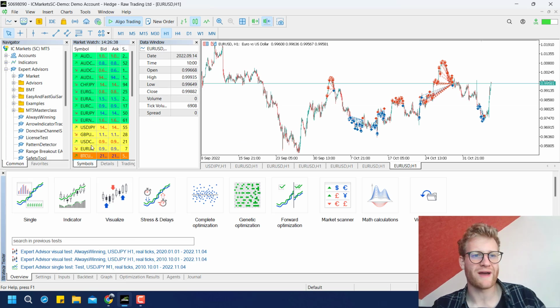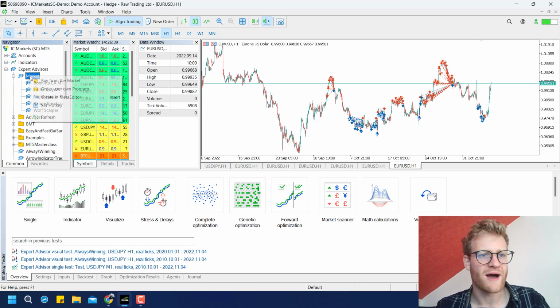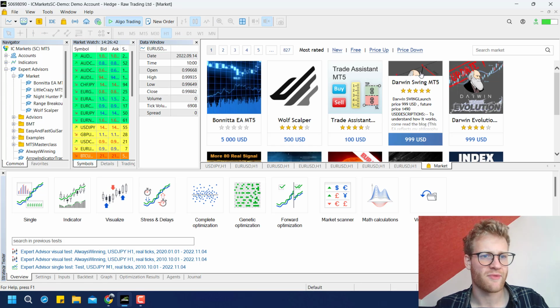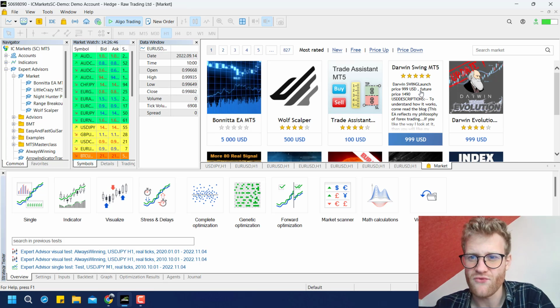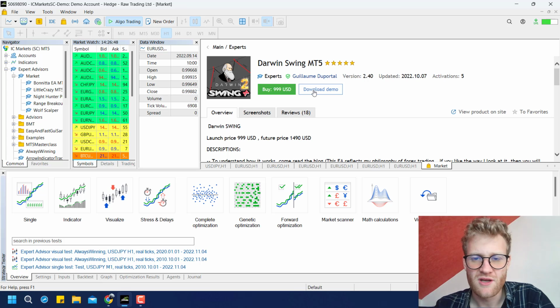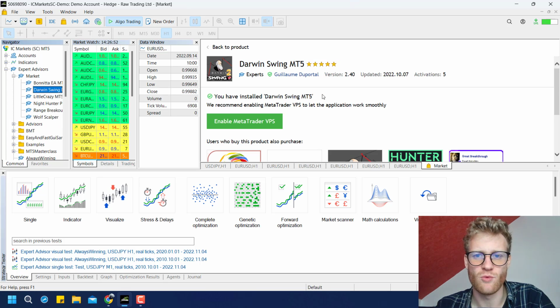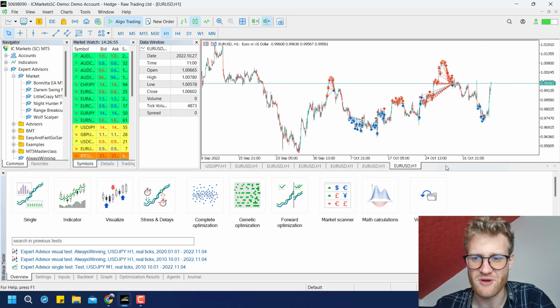So let's jump right into MetaTrader 5. Go to the market here, right click, buy from the market, and there it already is. Darwin Swing MT5. Let's click on this, download demo. I really love it that we can test the demo of any program in MetaTrader 5 pretty much.